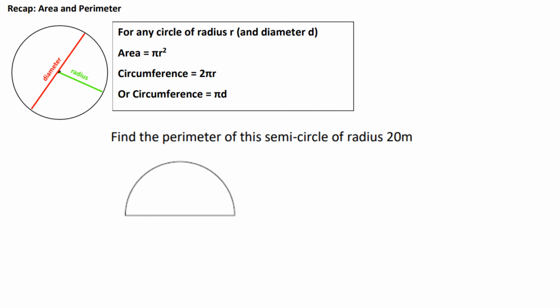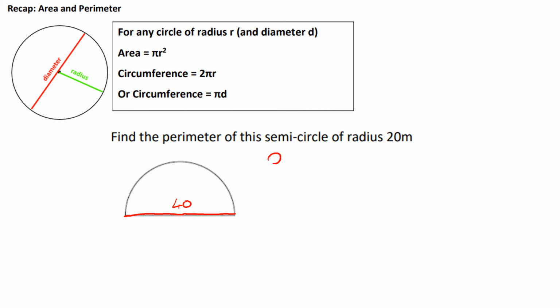The classic one, the perimeter of the semicircle. So it says it's got radius 20. What do you think people will do? They'll just treat that as the diameter. Don't forget, if we want the diameter, we need to double our radius and say we've got 40 there.